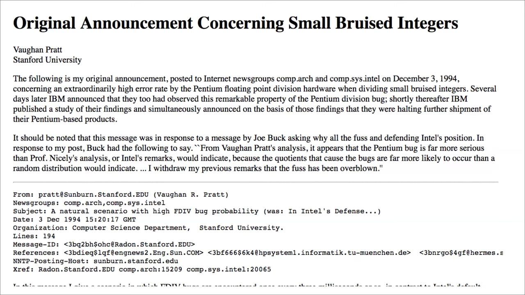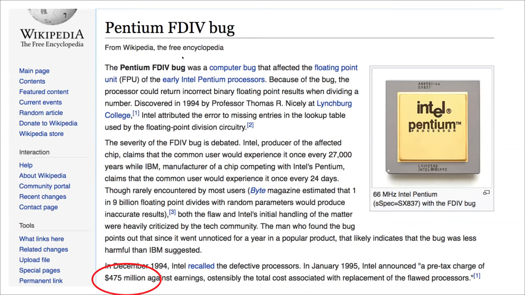So let's go back in time. In 1994, which is before many of you were born, everybody was getting ready for Christmas when this post quietly arrived on Usenet from Stanford. They said, you know, little announcement, there seems to be an extraordinarily high error rate in the Pentium floating point processor. And this turned out to be a massive bug in their CPU, their FPU.